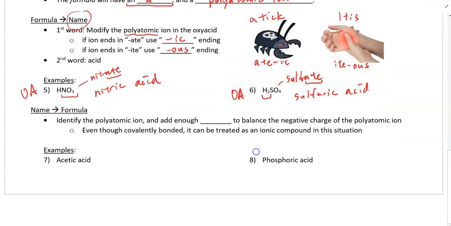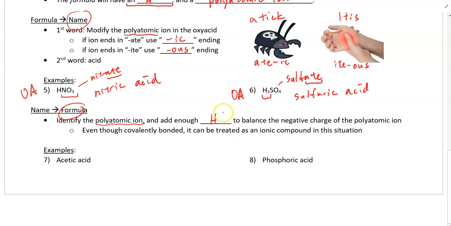All right, let's go the other way. So now we have it from the name to the formula. This one's going to be a little bit more involved, but still follows the same principles. First of all, you need to identify the fact that you have a polyatomic ion in there. And in this case, writing the formula out, you're going to actually have to add enough H's to balance that negative charge of the polyatomic ion. So in case you haven't noticed, most of your polyatomic ions are negative, and so there's going to be a certain number of H's that get added on there.